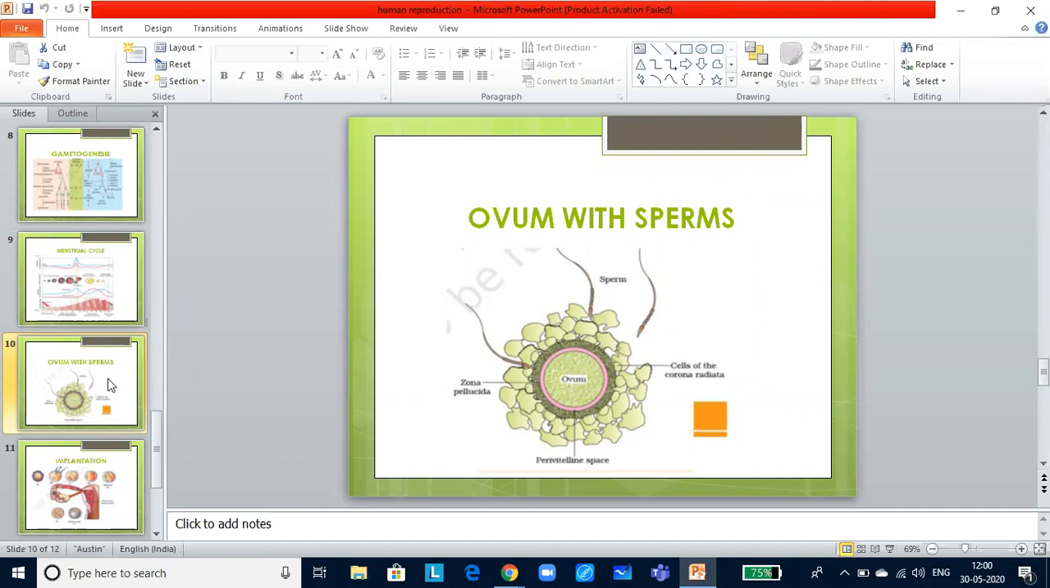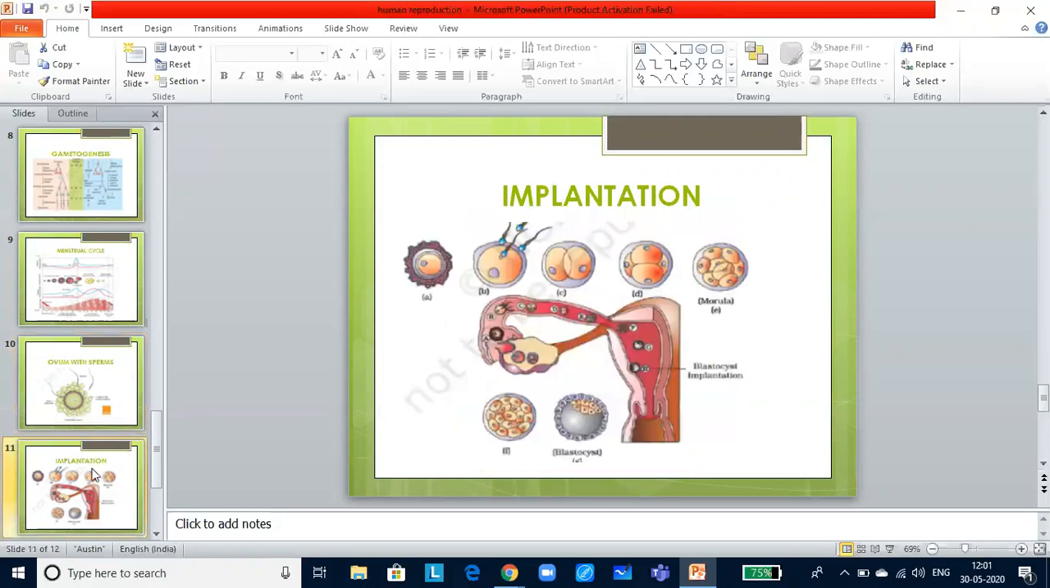Now let us look at fertilization. The process of fusion of sperm with ovum is called fertilization. Fertilization can occur if the ovum and sperms are transported simultaneously to the ampullary isthmic junction. Now after this, there is another phase called implantation.